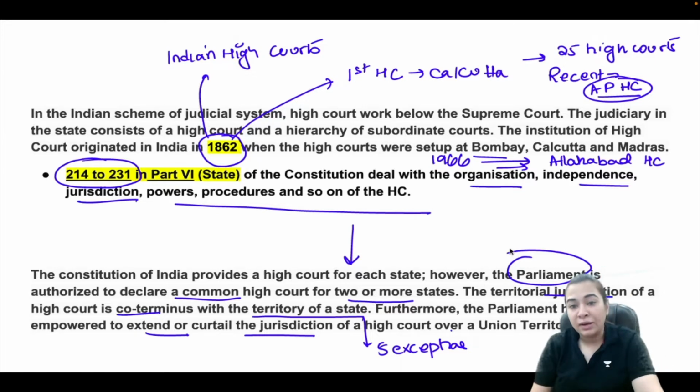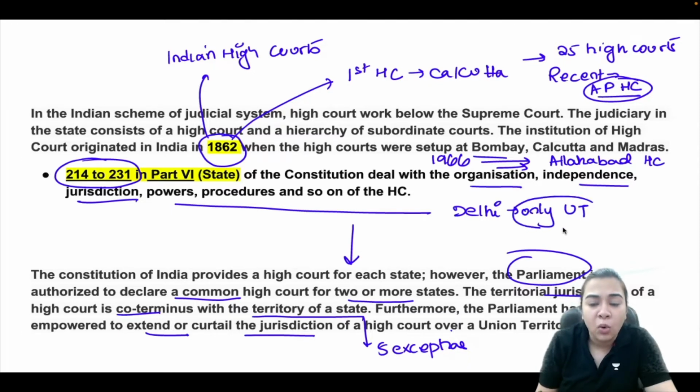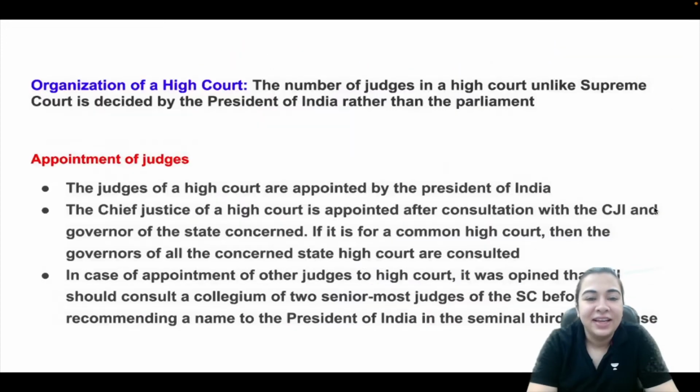Okay, one more pointer over here. The Delhi High Court as of now is the only union territory in the whole of India which has its own high court, which has its own court. That's it. And this court was also established in the year 1966. Okay? Alright. The next slide.